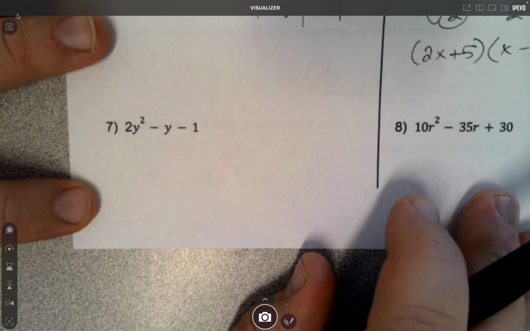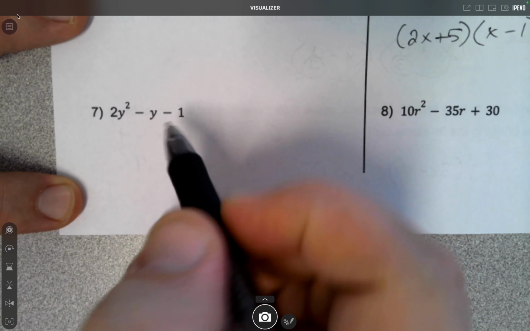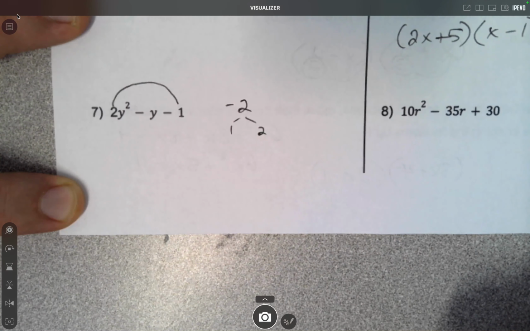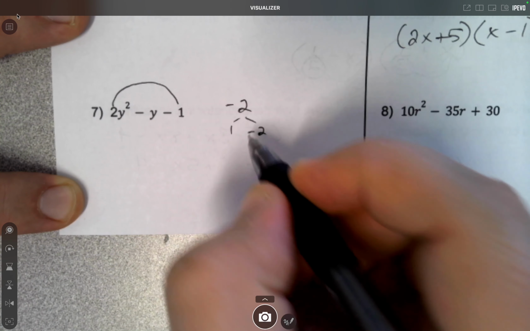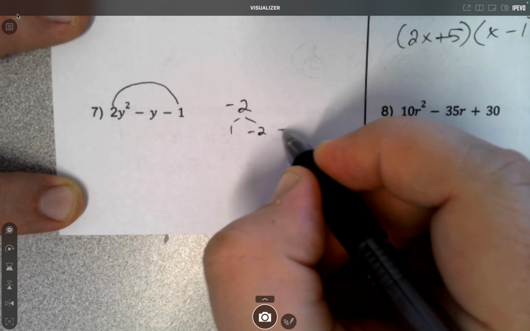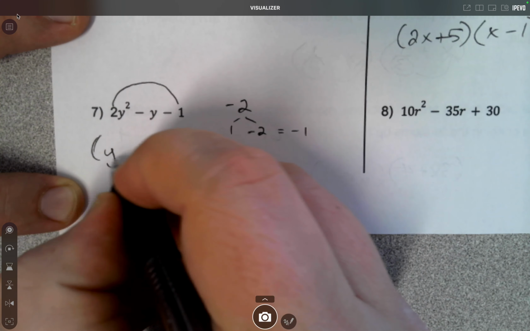Okay, these last two. Nothing they all have in common. So we do 2 times 1 is 2. So you got to think, -2. And there's only one pair of numbers that multiplies to be 2, and that's 1 and 2. And the bigger one has to be negative, and that works out well because 1 plus -2 is -1. So we'll do y plus 1, y minus 2.